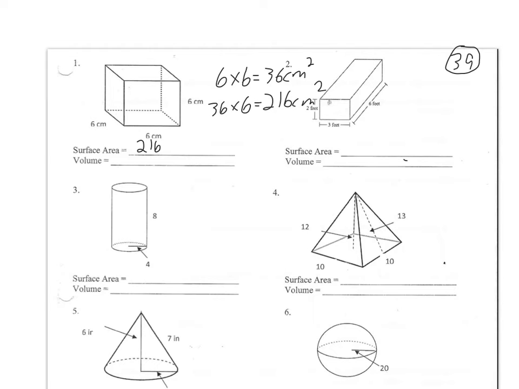If you forgot that unit of measurement, that is important. And it needs to be squared, not cubed. Cubed tells us we're working with volume. So I need to have that 216 centimeters squared.